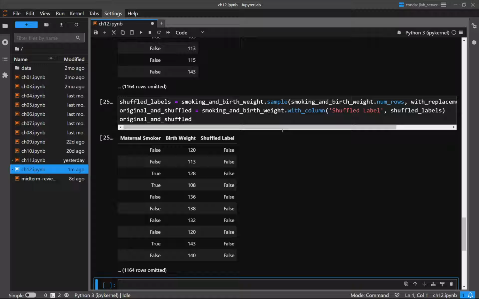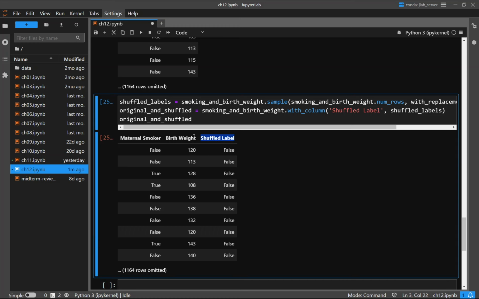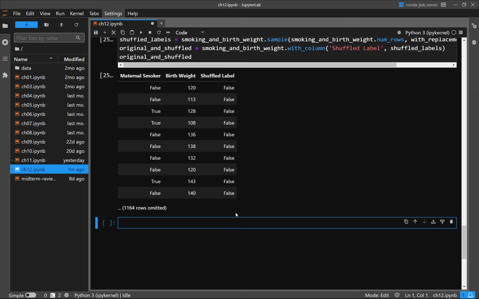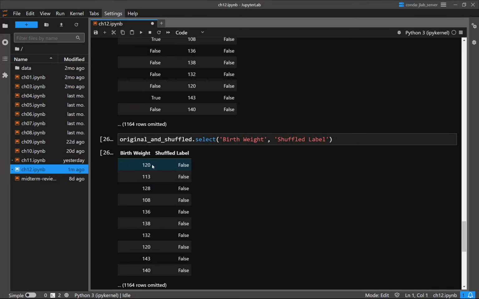Just like that. So I'll call that original and shuffled. And what we want is to use shuffled label and birth weight rather than the original values. Because then we've got some new averages for new groups, right? So if we get just the shuffled people, we'll call it original and shuffled, and select out only the birth weight and the shuffled label. Just those. So this is like new falses and trues assigned to those weights. Let's get the average now, grouping by the shuffled label. Okay, that's what we want to do.